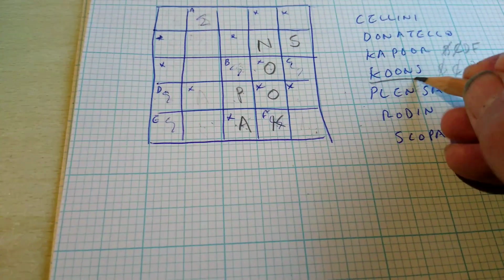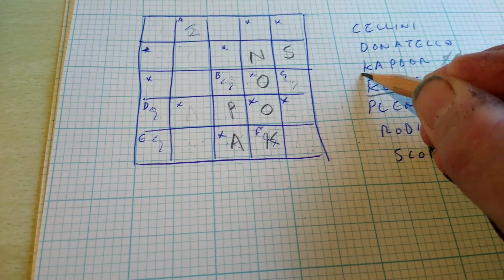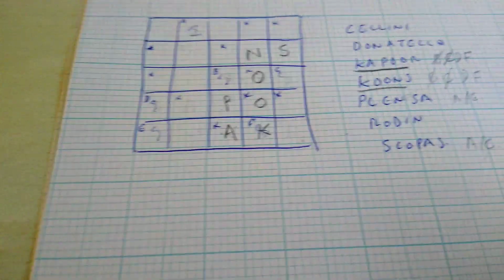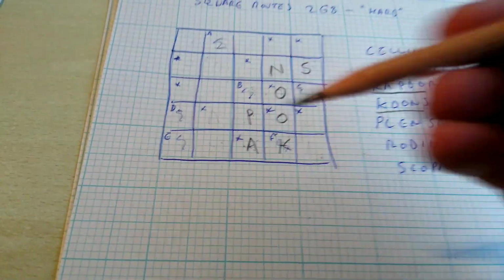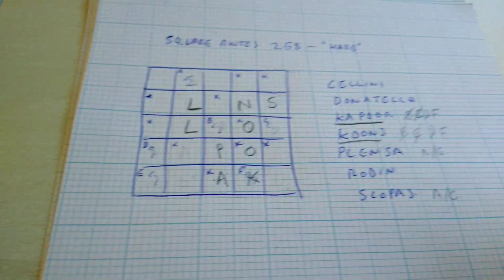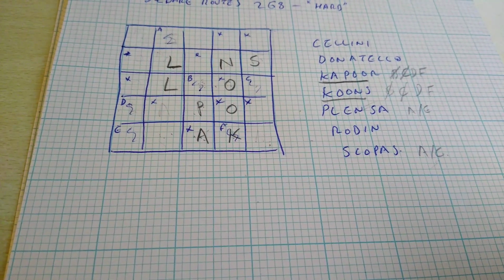So we've got Coons in, we've got Kapur in. Now, of our double L options, we've now used one up with the N and S, so we know that's a double L for the words that need a double L.